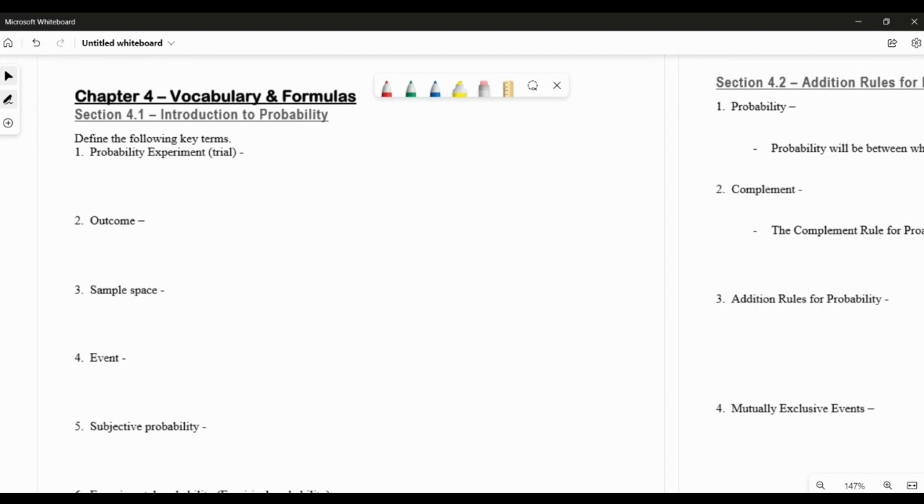Okay, so we're going to talk about probability in chapter 4. All right, and so we're going to start in section 4.1 and just talk about some of these key terms.